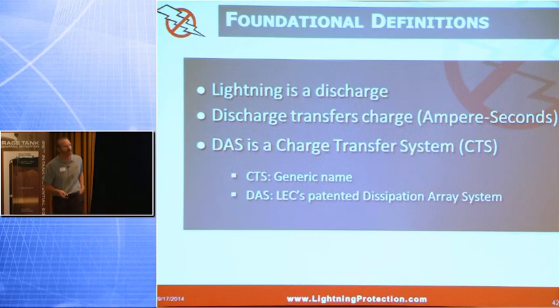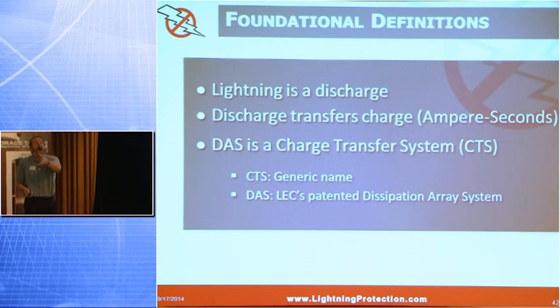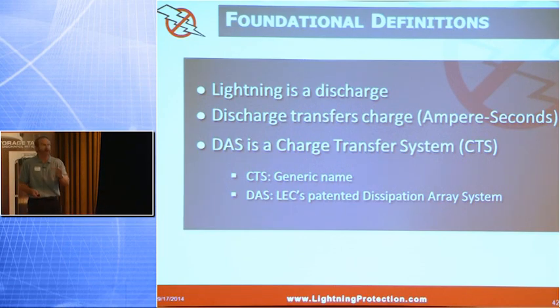Let's talk about the basic principle of this technology. Lightning is a discharge. We're talking about transferring a tremendous amount of energy, 10,000 amps, 20,000 amps, 30, 50, 100,000 amps or greater, in microseconds. The dissipation array, or our ionizers, whether spline ball or otherwise, is a charge transfer system. We generically call it a CTS. But rather than discharging in microseconds, we create a continual, constant discharging during the course of the storm. So we're doing discharge over time.